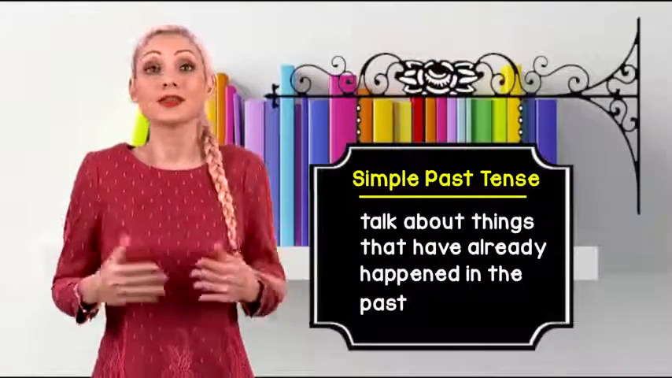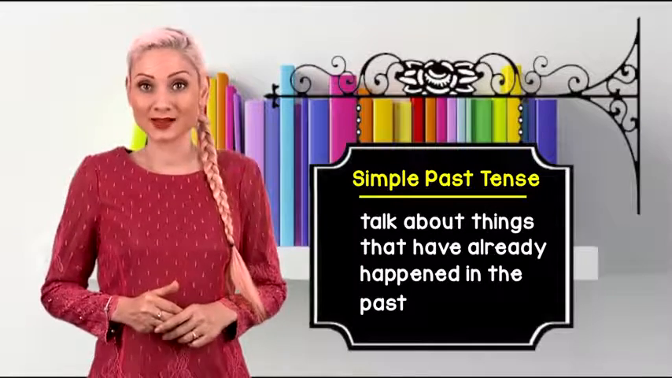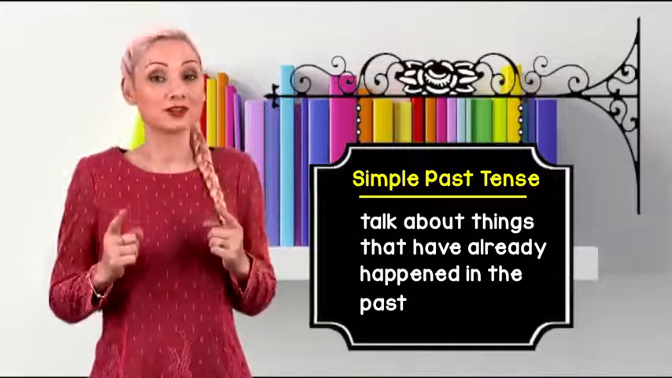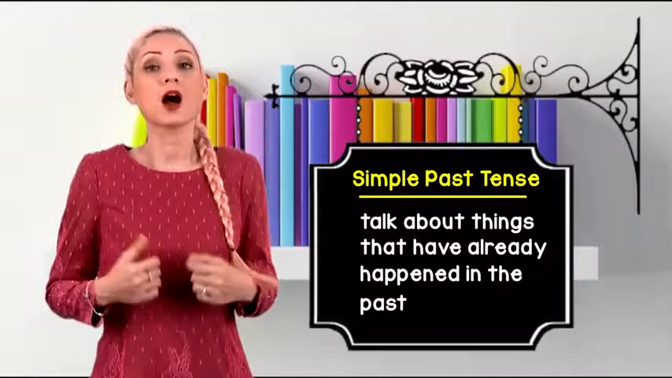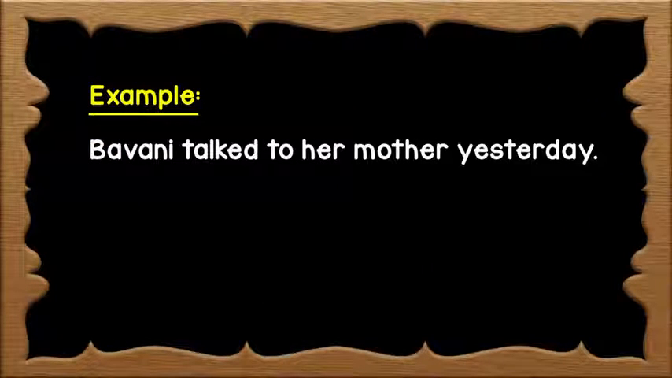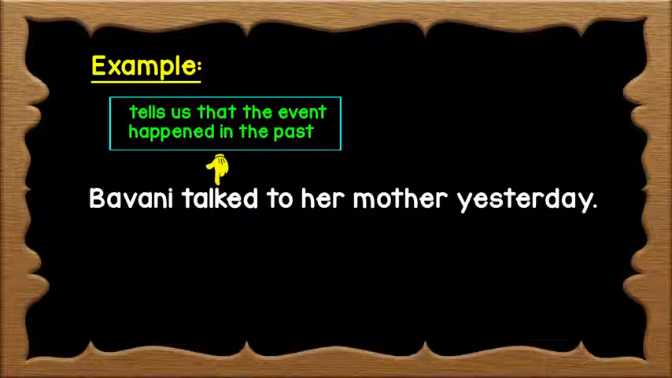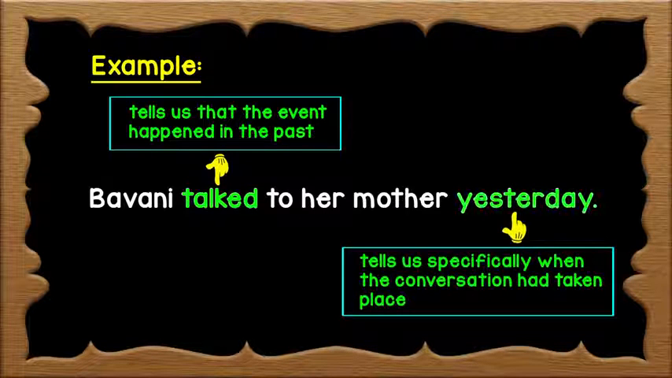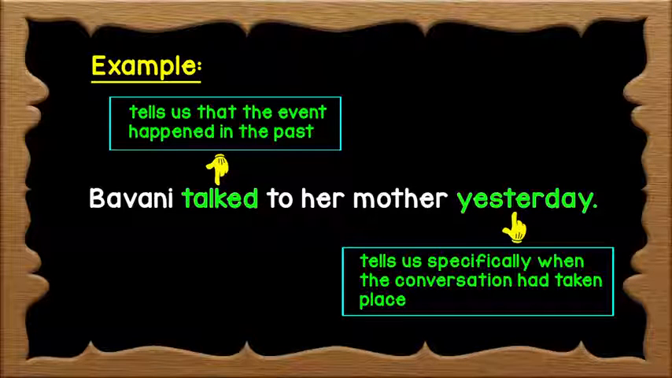We use the simple past tense to talk about things that have already happened in the past. This means that the actions or events that we are talking about are already over at the moment of speaking. For example, Bhavani talked to her mother yesterday. The verb talked tells us that the event happened in the past. The word yesterday at the end of the sentence also tells us specifically when the conversation had taken place.